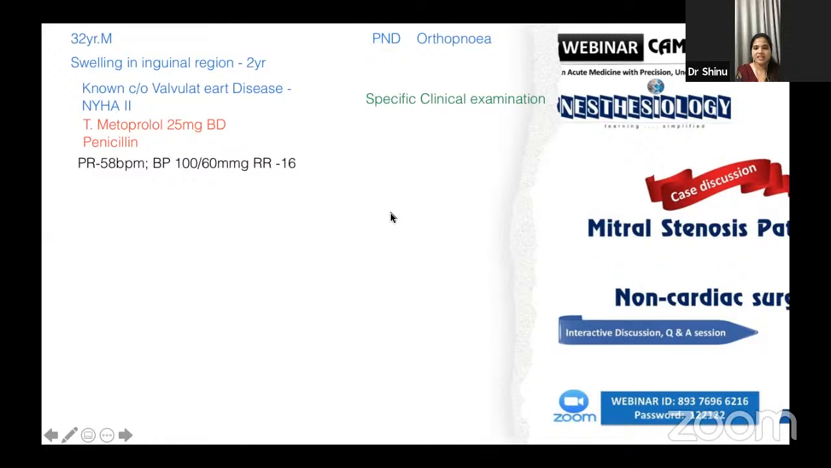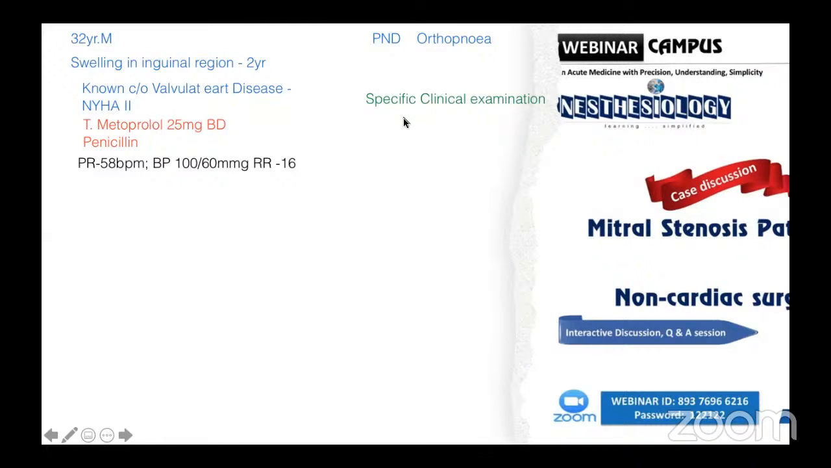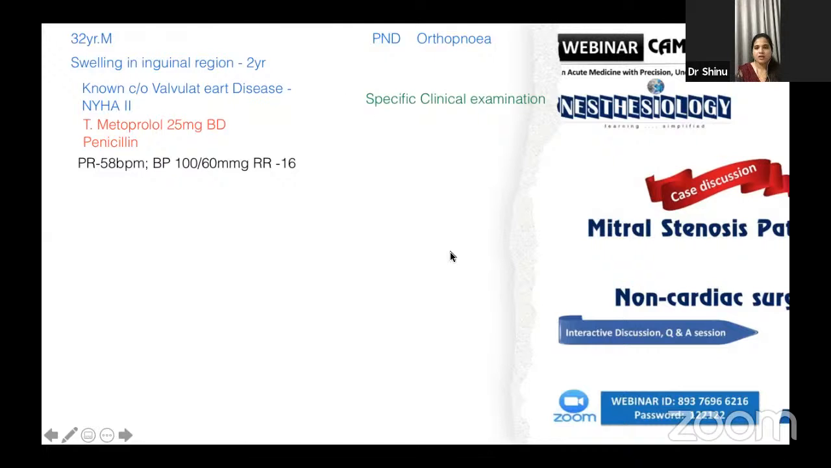Not only the baseline electrolyte value I'll check for, one baseline value you want to take. Yes, ma'am. Then baseline renal function also I'll check, urea and creatinine, and then I'll do a chest X-ray and ECG.